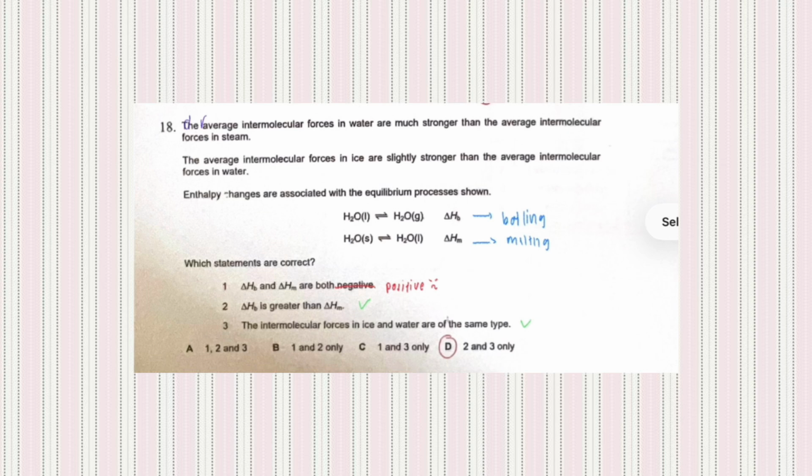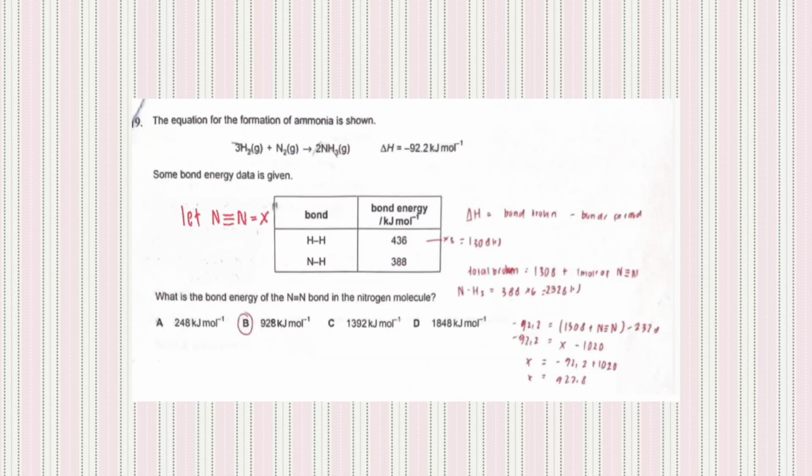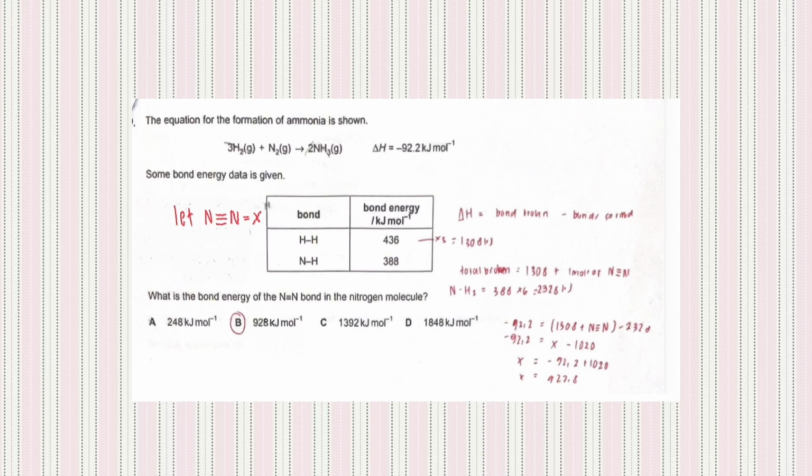It's hydrogen bonding. The equation for the formation of ammonia is shown: 3H2 plus N2 become 2NH3. The enthalpy change is minus 92.2 kJ per mole. Some bond energy data is given. The H-H bond has bond energy 436 kJ per mole, and N-H is 388. The first one is hydrogen with hydrogen.